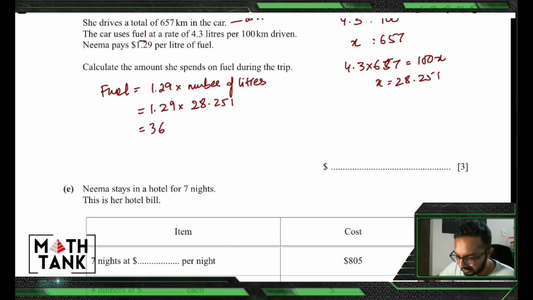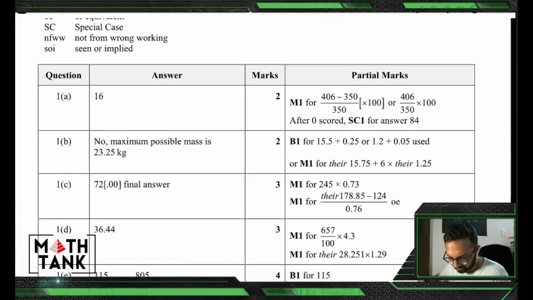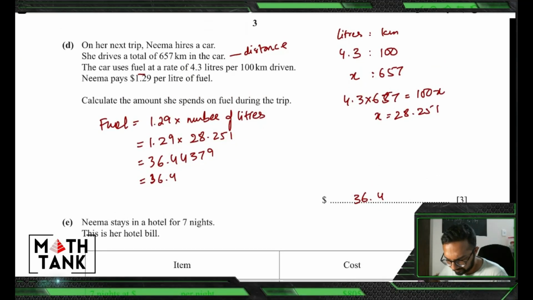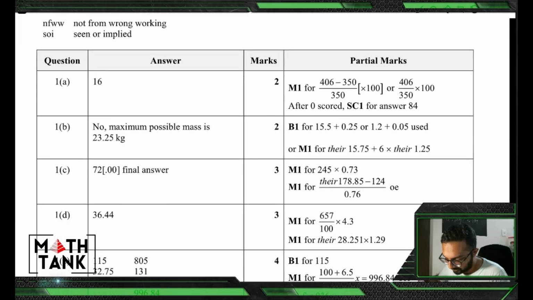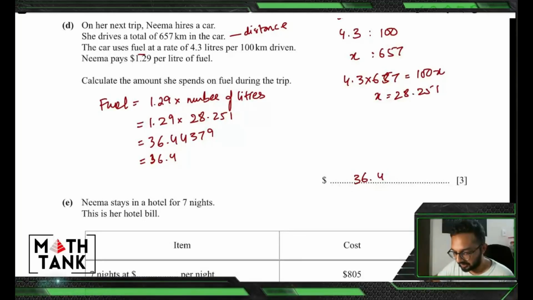So that's 36.44379. And round off to correct to 3 significant figures. So $36.4. I hope that's the correct calculation. Let's quickly verify. It says 36.44. Does it say anywhere that I need to round? It doesn't say so. That's weird. So 36.44, maybe because it's dollars and cents and so on.